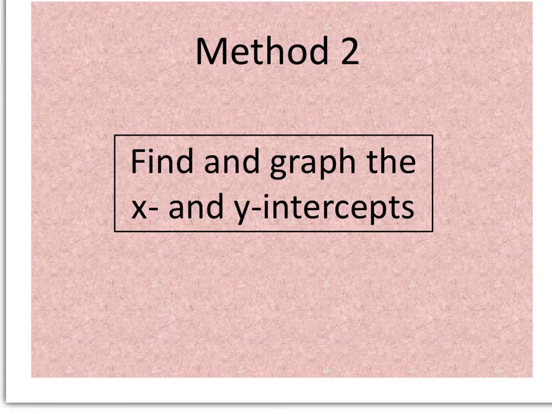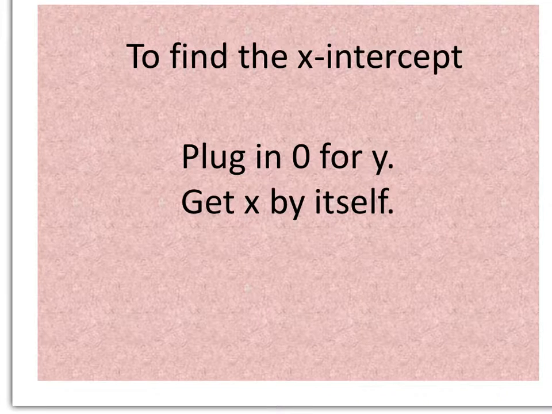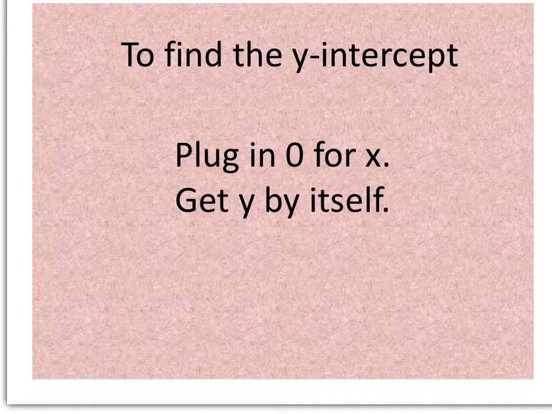But wait, there's a method 2. On method 2, you find and graph the x and y intercepts. That's what goes in the box under method 2. Find and graph the x and y intercepts. You'll notice that your foldable says to find the x-intercept. Underneath that, you need to write this. To find the x-intercept, we plug in 0 for y, and then we get x by itself. In other words, we solve for x.